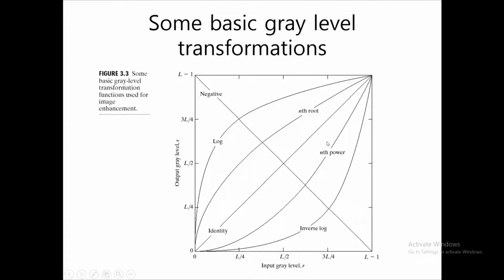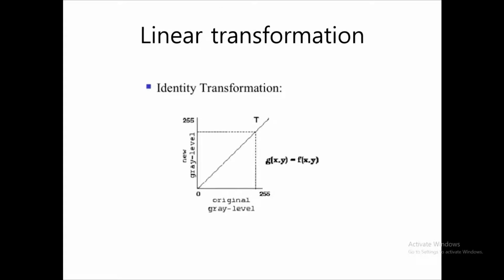So this block represents the different operations that we performed on the gray level transformations. Let's see the identity transformation. In case of identity transformation, whatever the input f(x,y), we get the output g(x,y). It makes no changes on the input image, so the transformation function simply doesn't perform any operations. Whatever the original image is, the transformed image will be the same as the input or original image.